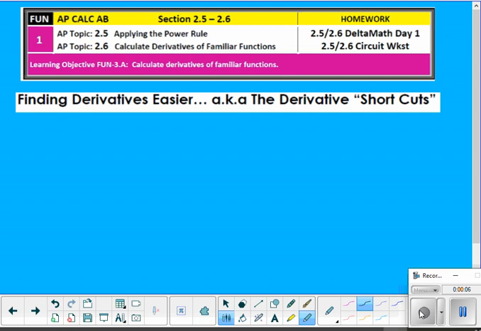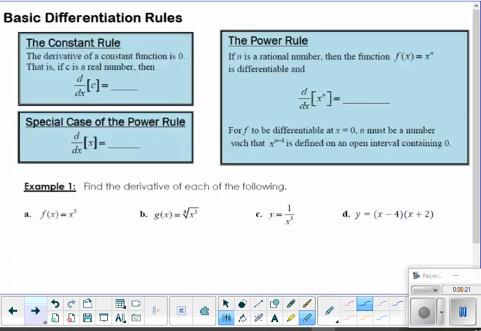Welcome. Let's start a new lesson on the power rule for derivatives. So we're looking at sections 2.5 and 2.6 today, and we're going to do this one over 2 days. Mainly we'll learn the basic rules today and then expand it tomorrow into tangent lines and things like that. So here's the basic differential rules.